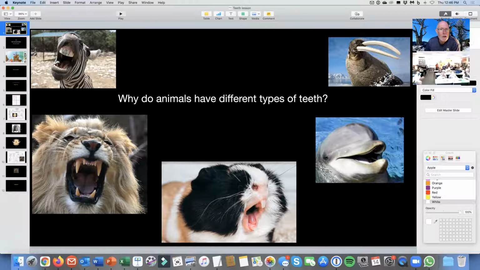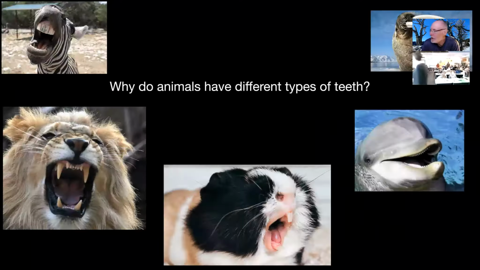Okay, so why do animals have different types of teeth? Just stop and ponder that for just a couple of seconds. Why do you think animals might have different types of teeth? You've been talking about the structure of plants that you were creating, sharing the creations from yesterday. Well, teeth have a particular structure, and because they have a particular structure, they also have a particular function.